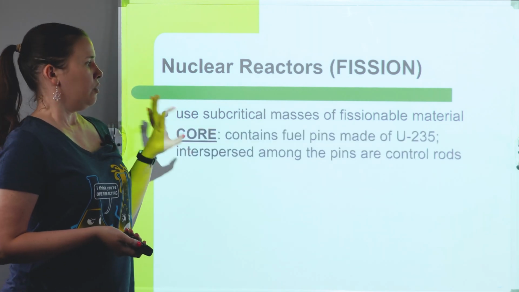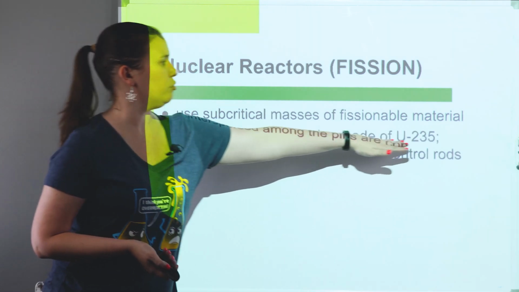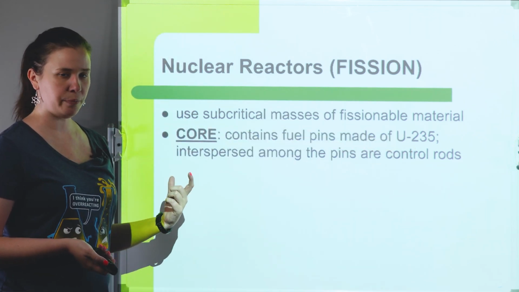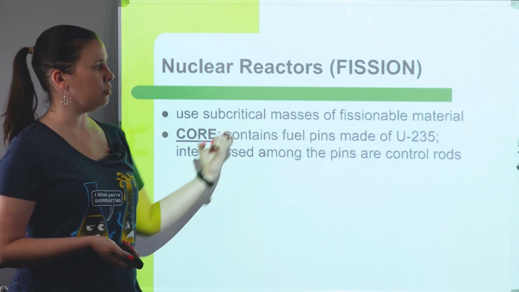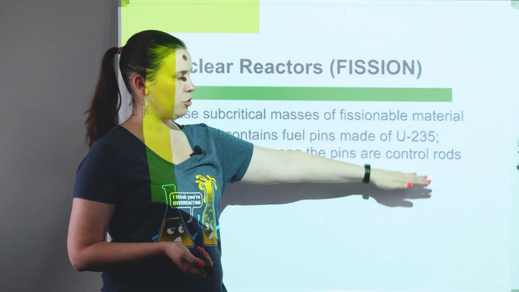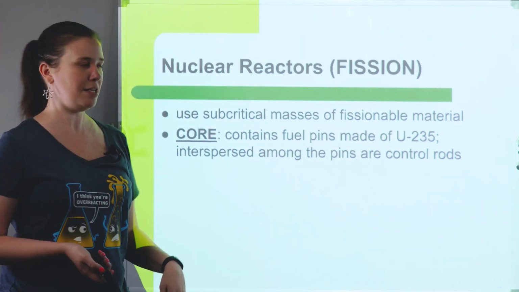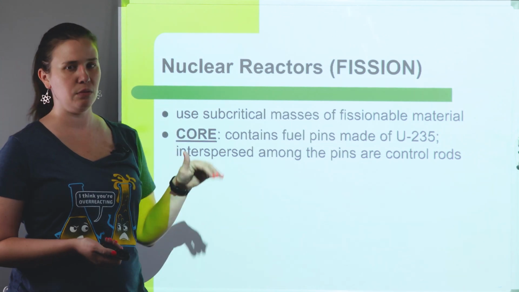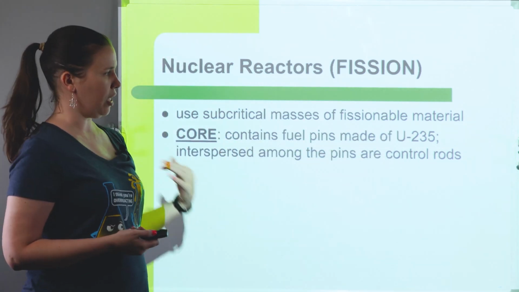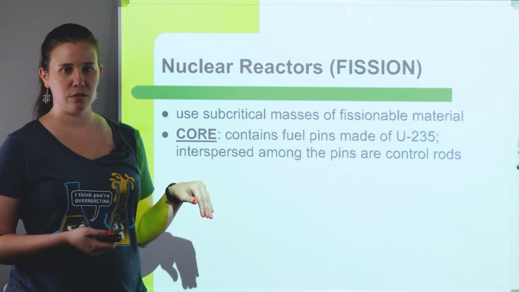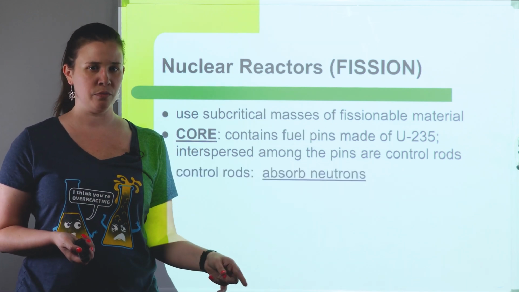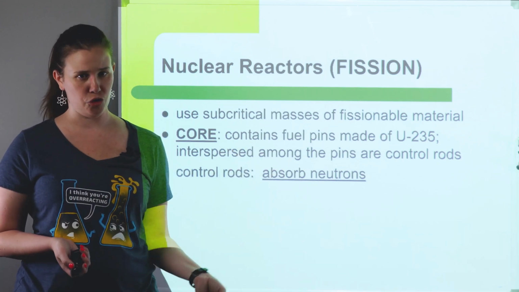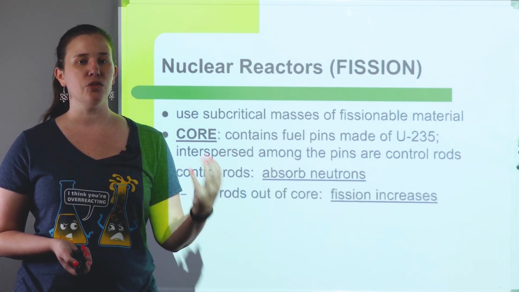So it's also going to use subcritical mass, which we just talked about, as another way that we can control it. Those uranium fuel rods, or fuel pins as they call them here, are going to go into something called the core. Another way that we can control the rate is by using something called control rods. Kind of an obvious name there, right? The control rod's job is to control the rate of the uranium decomposition, that chain reaction, by absorbing neutrons. So control rods absorb neutrons.